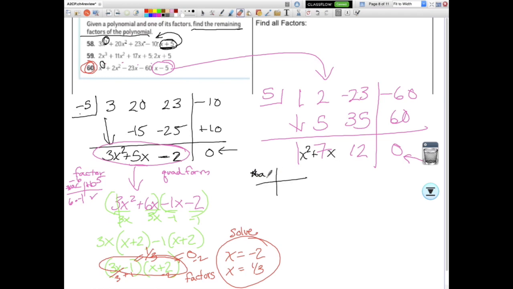And now I'm going to check for factoring. So I'm going to ask myself what multiplies to be a times c and adds to be b. So what multiplies to be 12 and adds to be 7? And right off the top of my head, I was thinking 6 and 2, but I really should have been thinking 3 and 4. Okay, they multiply to be 12 and add to be 7.